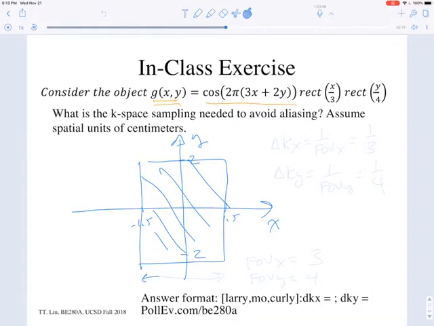So what is the field of view in the x direction here? It's just 3, right? Because the object is limited to that. And what's the field of view in the y direction? 4, right? So we simply take our design rule. Delta kx equals 1 over FOV of x equals 1/3. Delta ky equals 1 over FOV of y equals 1/4. So that's all we were looking for in that problem. Any questions? Okay, great.